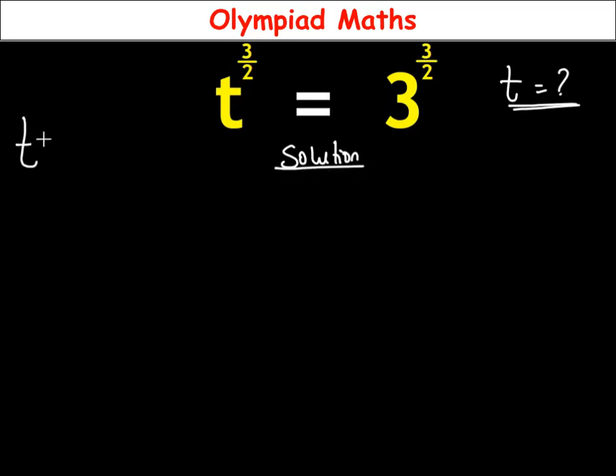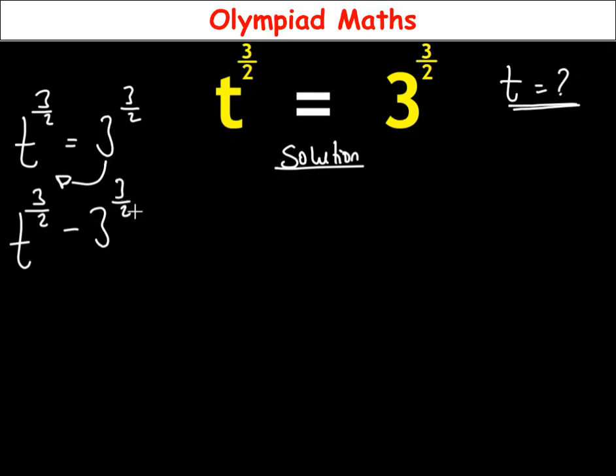So we have t raised to power 3 over 2 is equal to 3 raised to power 3 over 2. First, let's move this to the other side. This then becomes t raised to power 3 over 2, minus 3 raised to power 3 over 2 is equal to, here then becomes 0. With this, let us then factorize out power 3 from this side.